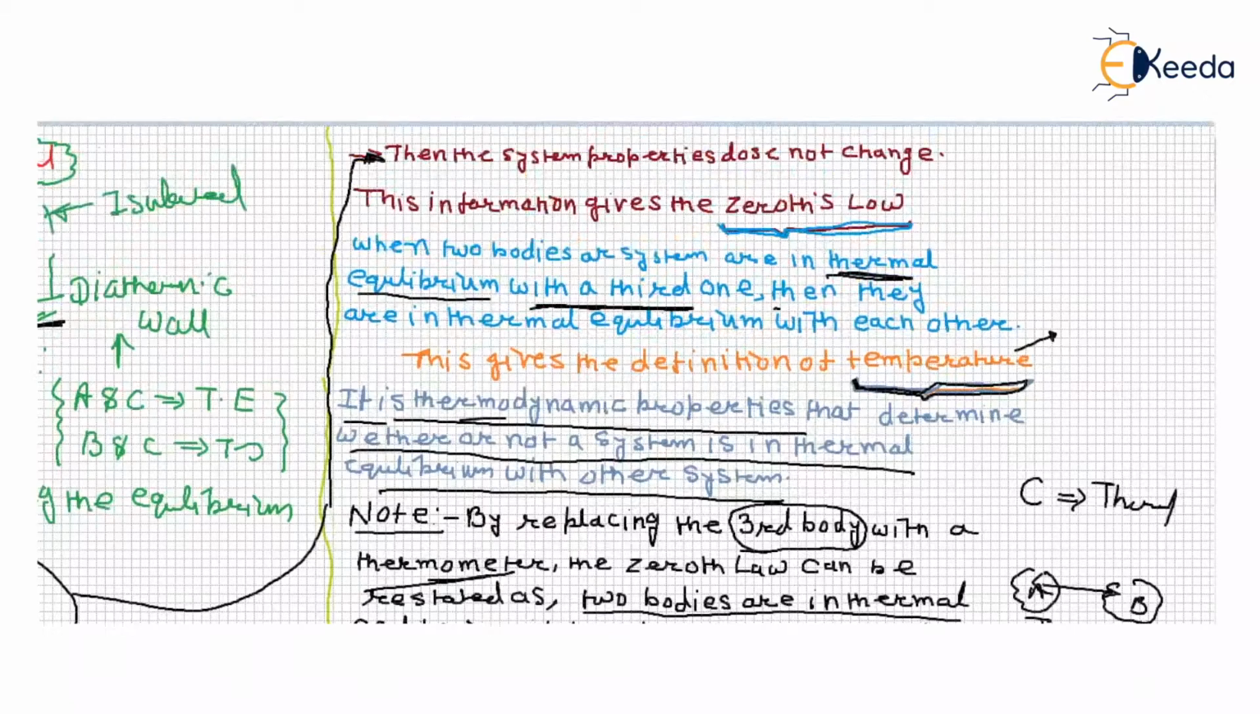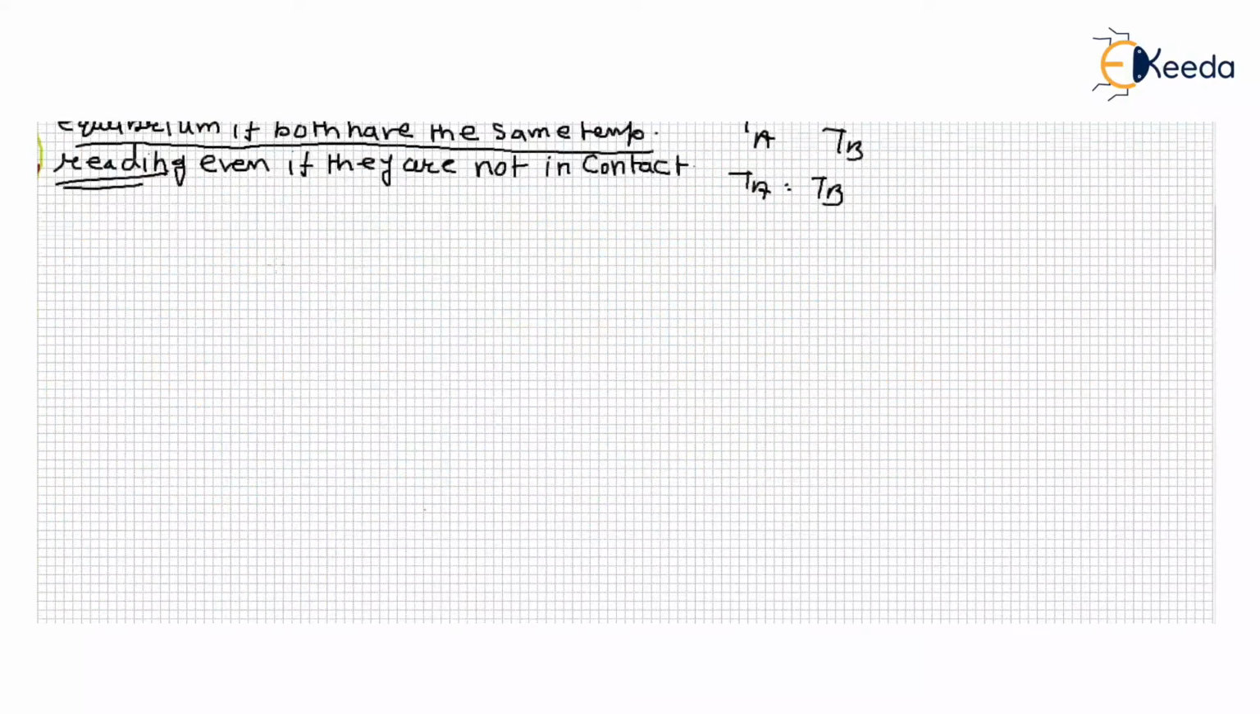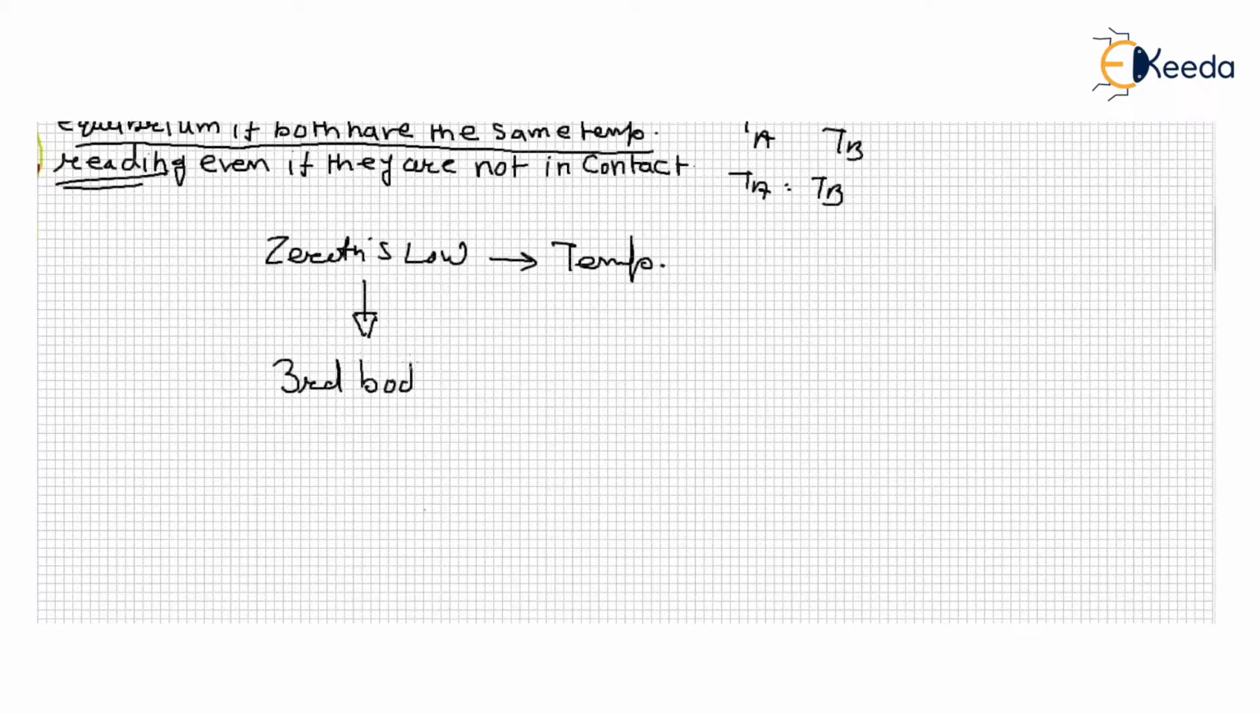So the fact is that the concept of thermal equilibrium gives the temperature. That means the zeroth law gives the temperature, and in the zeroth law, the third body, that means body C, acts as a thermometer.